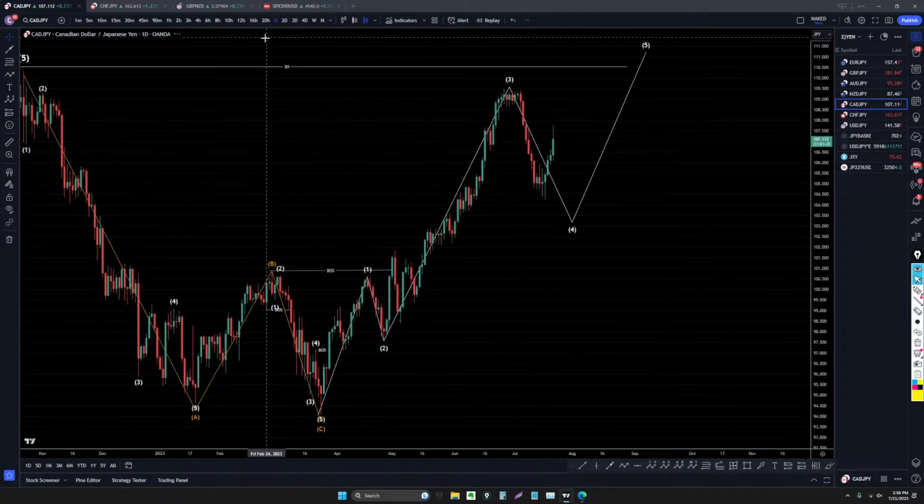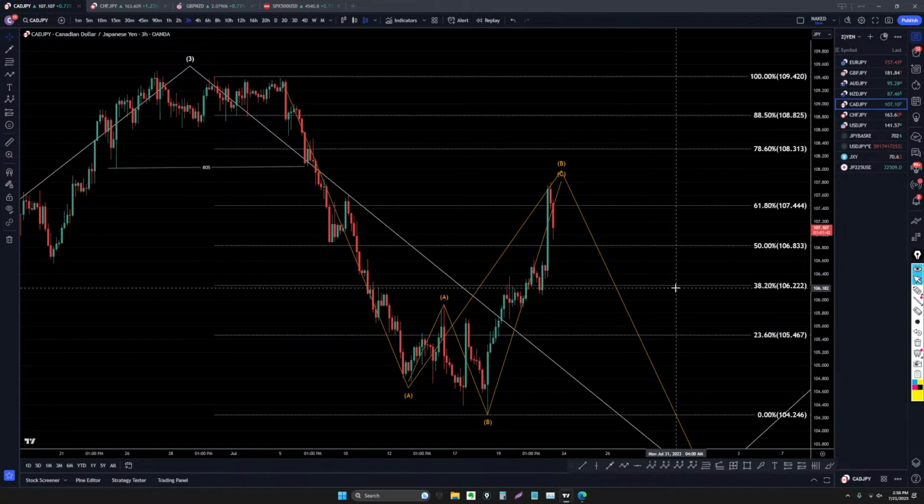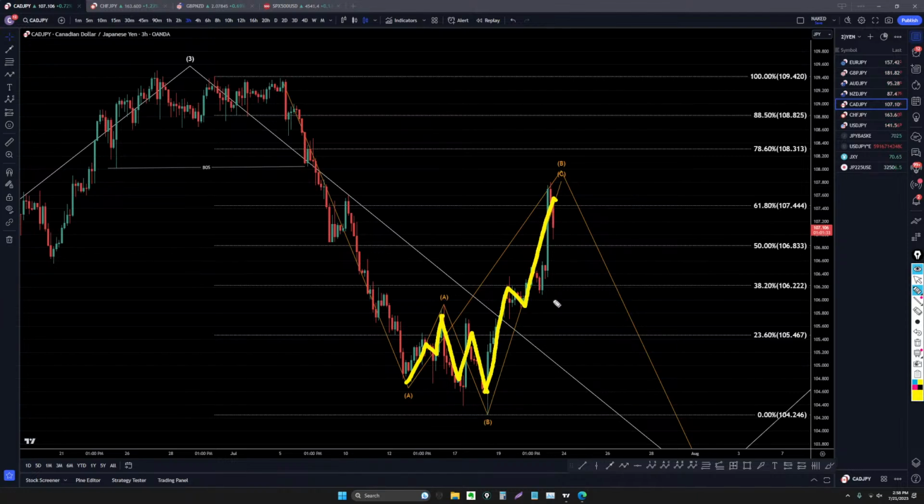CAD yen had made a big turn also. Could that be it on the Canadian yen? I still think that there's a very good chance that this right here is a wave A. I think there's a good chance this is a wave B, and I think this is like a 1, 2, 3, 4, 5 of wave C. Went right to the 61.8, big impulsive move down.